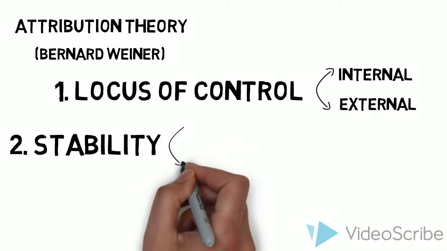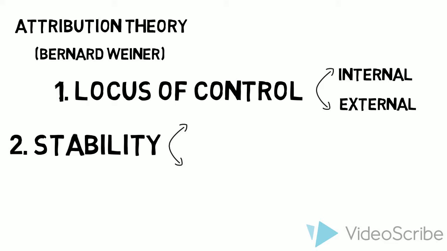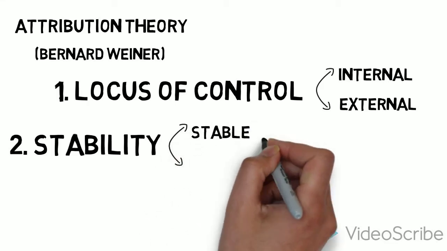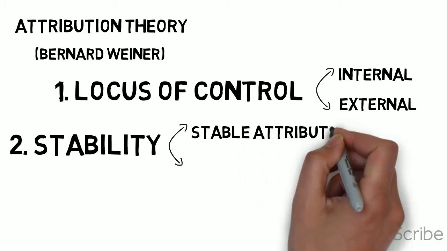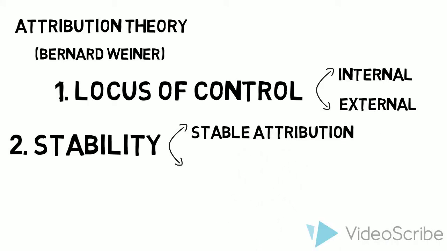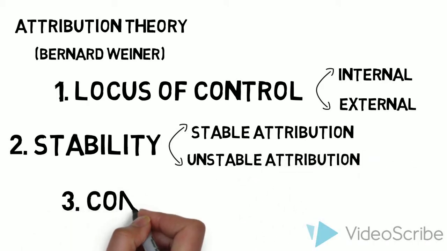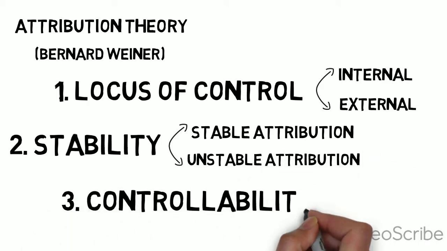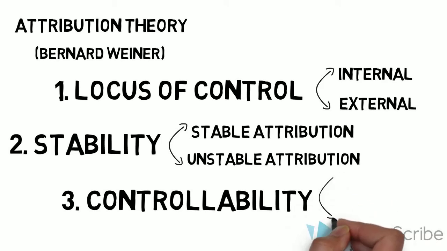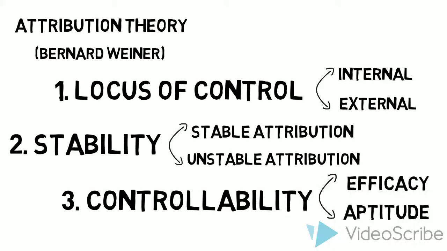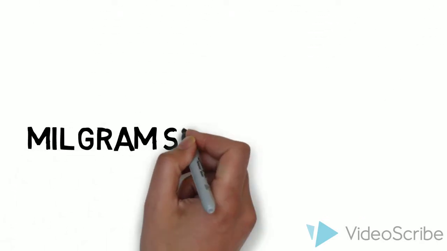For example, let's say I get a D on my psychology exam. If I attribute the grade to the fact that I always have bad luck, I'm making a stable attribution. If I attribute the grade to the fact that I don't have much time to study that specific week, I'm making an unstable attribution. Third is controllability. Controllability contrasts causes one can control, such as skill and efficacy, from causes one cannot control, such as aptitude, mood, and luck.